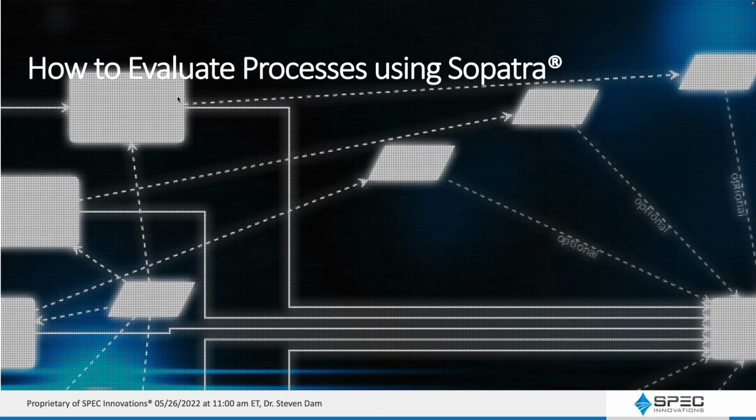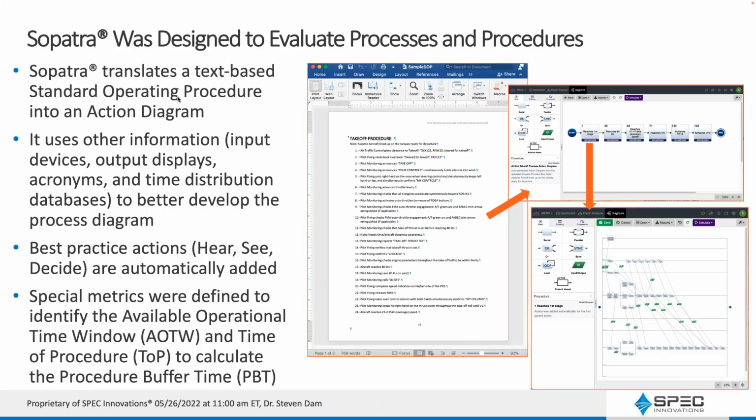Okay, so that's a quick run through Innoslate and the general V&V area. Now, in a very specific area, doing process analysis using Sapatra is what we're going to talk about next. Sapatra was designed to evaluate processes and procedures. It takes a text-based SOP, which is where most of these are, right? Most of these don't have diagrams set up with them. Most people aren't doing modeling and simulation. Most people are still just going through and creating these SOPs textually.